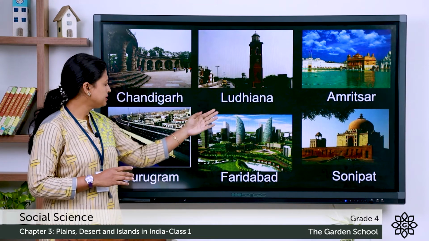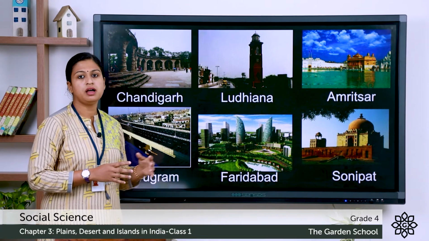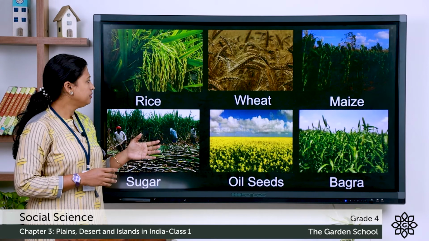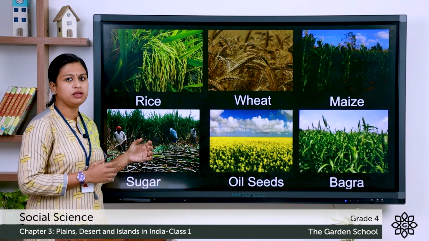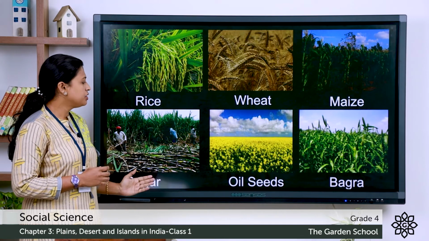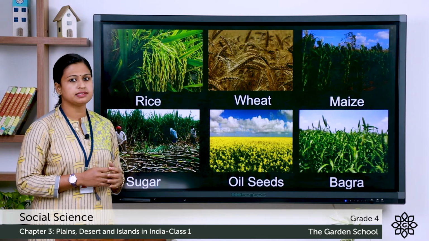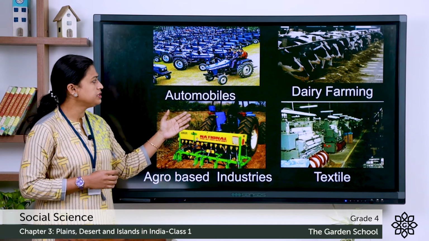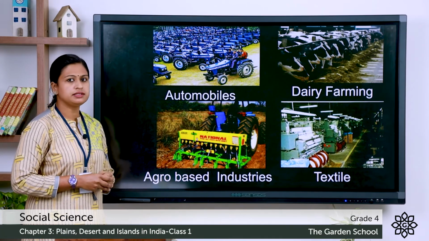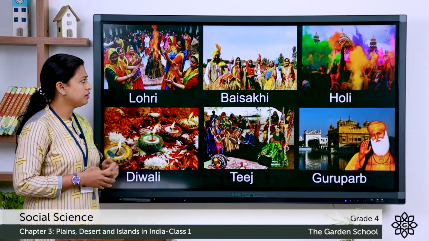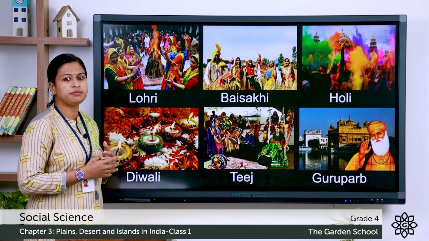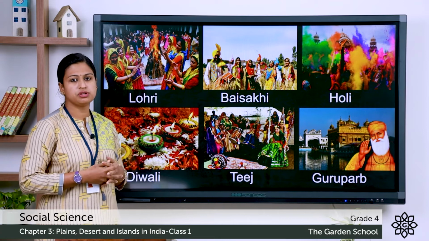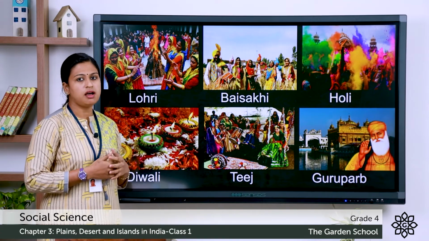Chandigarh, Ludhiana, Amritsar, Gurgaon, Faridabad, Sonipat are the important cities in Punjab and Haryana state. Then these are the different types of crops grown here: rice, wheat, maize, sugarcane, oilseeds, bajra and so on. This state is famous for automobile industries, dairy farming, agro-based industries and textile industries. These are the different festivals celebrated in these two states: Lohri, Baisakhi, Holi, Diwali, Teej, Guru Purab. Baisakhi and Holi are the harvest festival.